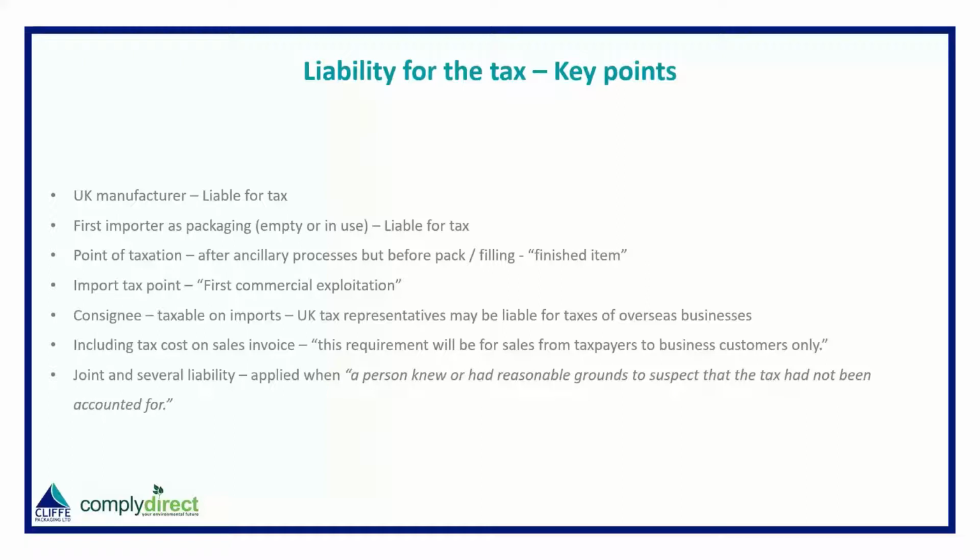From what we understand, this does not have to be necessarily on the invoice. It can be a transfer of information with the invoice. But once again, we're waiting for clarity from government. All they've said so far is that this requirement will be for sales from taxpayers, as in the first liable party, to business customers only. And then once again, government clarified that joint and several liability will be applied when someone knows or had reasonable grounds to expect that the tax has not been accounted for. So it's worth doing that due diligence just to make sure that you're aware of your liability.